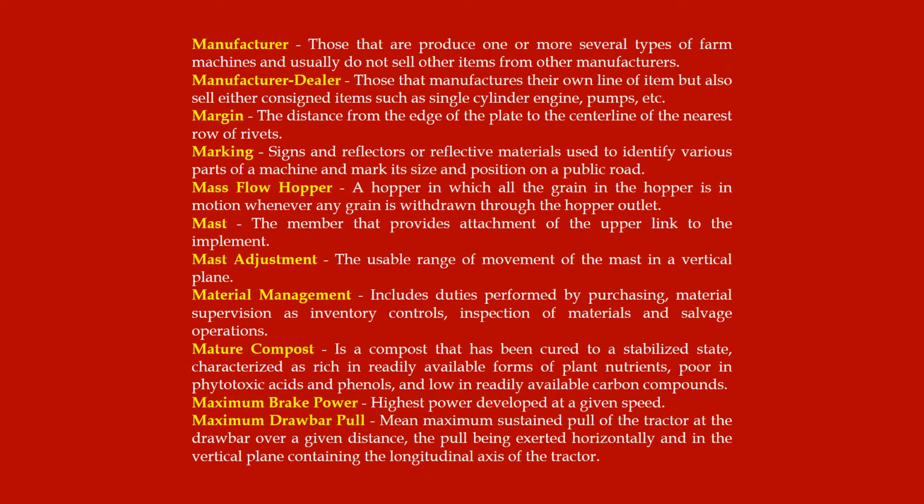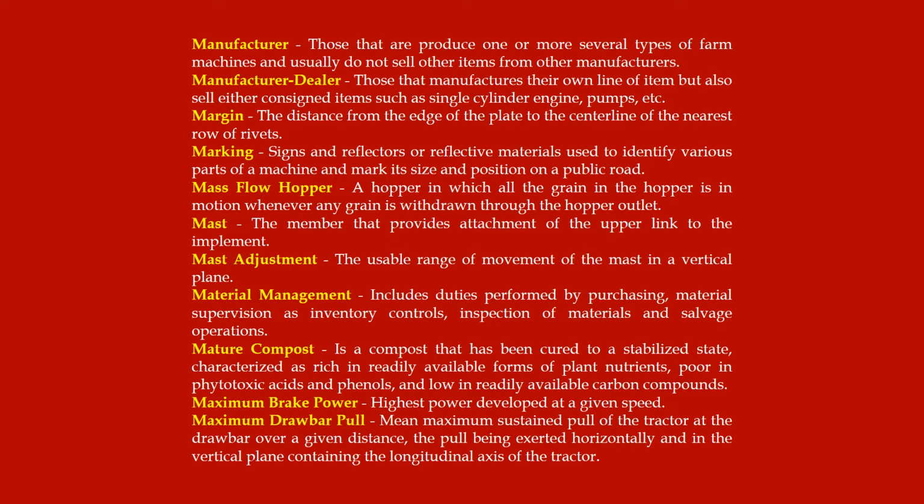Manufacturer: those that produce one or several types of farm machines and usually do not sell other items from other manufacturers. Manufacturer dealer: those that manufacture their own line of items but also sell consigned items such as single-cylinder engines, pumps, etc. Margin: the distance from the edge of the plate to the center line of the nearest row of rivets. Marking: signs and reflectors are reflective materials used to identify various parts of a machine and mark its size and position on a public road.